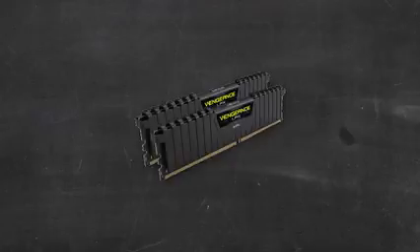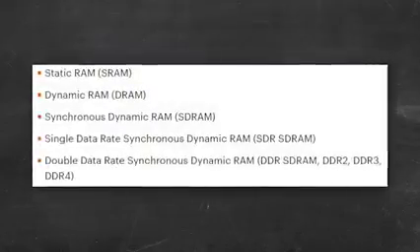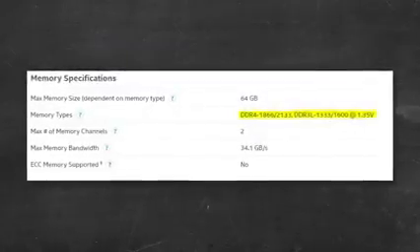One last thing about RAM, there are actually different types of RAM. If you want to know which kind of RAM you need, if you check the specifications of the processor you buy, it should tell you there.